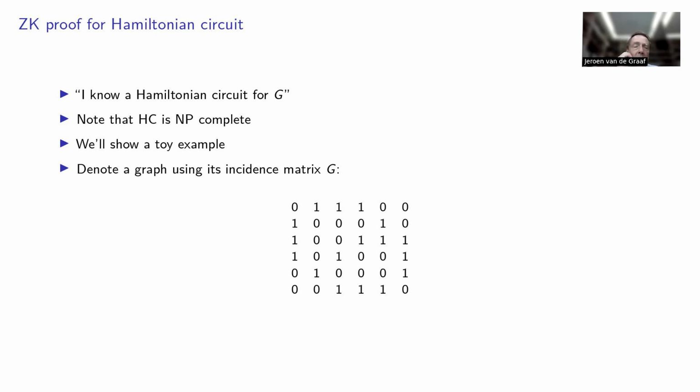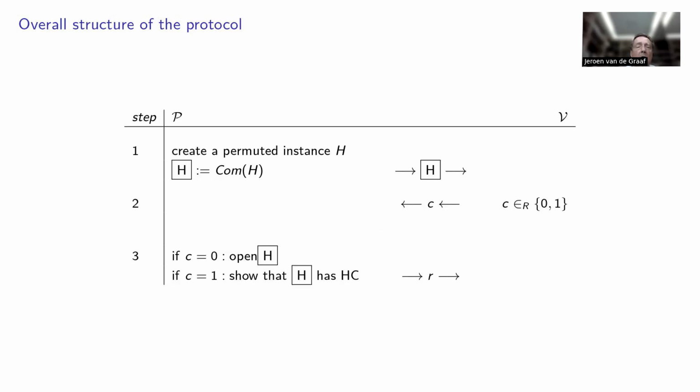So we suppose that we denote the graph using its incidence matrix. So I give you this example here. It does have a Hamiltonian circuit. And what we are going to do now is the following. The overall structure of this protocol is this. We are going to create a permuted instance of G, which we are going to call H, and then we're going to commit to it. I'll give the details later on. But then we send the committed permuted instance to the verifier.